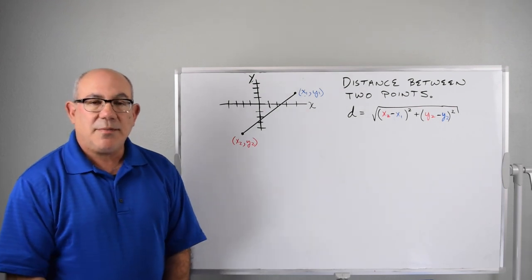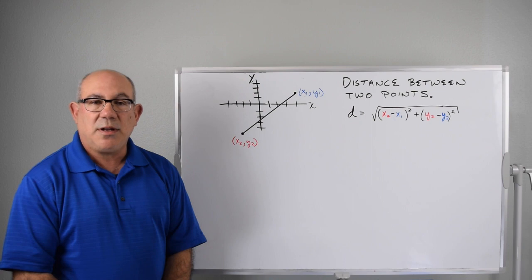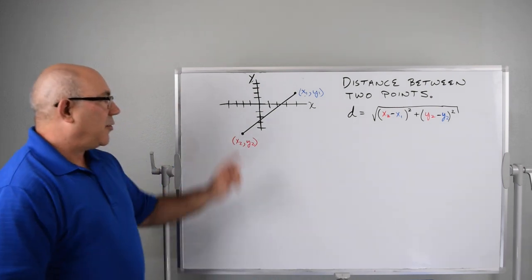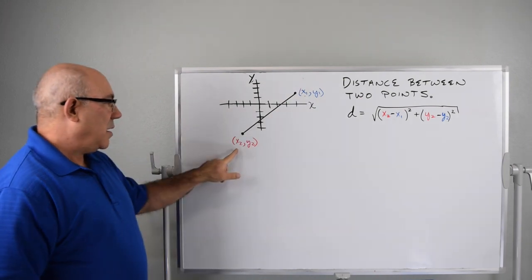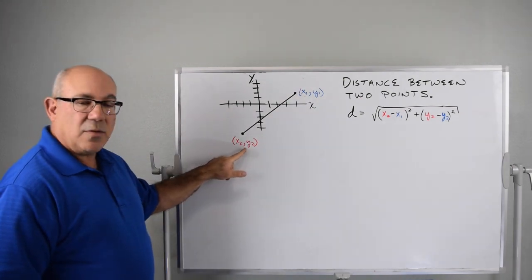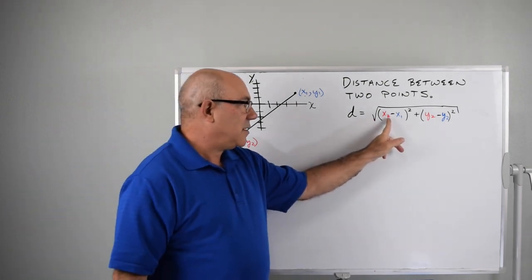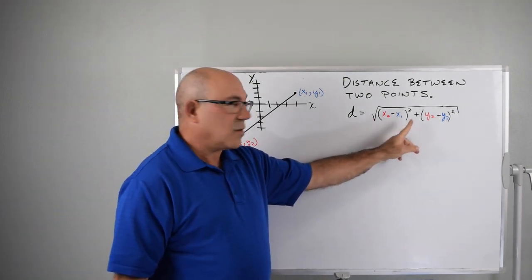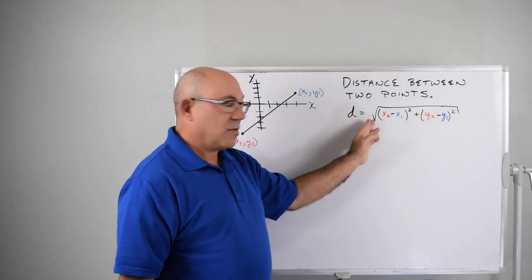Let's calculate something. Today we're going to do a little bit of algebra. We're going to find the distance between 2 points on a plane. So if we have 2 points, point 1, which is defined by x1, y1, and point 2, which is defined by x2, y2, then the distance between those points is the difference between the x's squared and the difference between the y's squared. Take the square root of that.